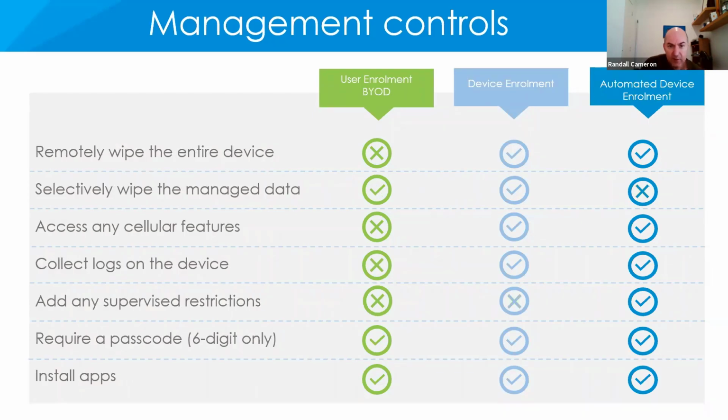Continuing on with this one, obviously more green crosses and some green ticks. The access to cellular and the ability to selectively wipe are all made available. The big one to take away here is that you can require a passcode with the user enrollment, because we want to enforce encryption and make sure that the device is locked and things like that. But you can only enforce up to a 6-digit passcode.